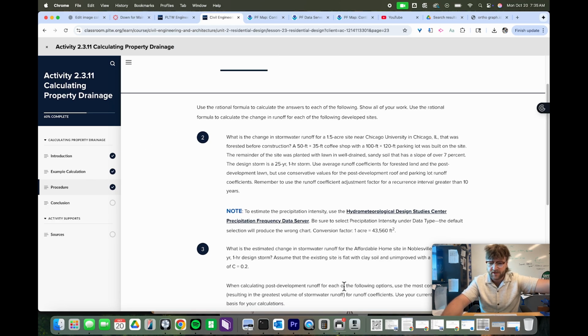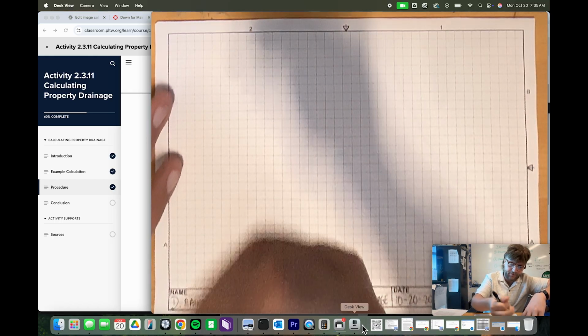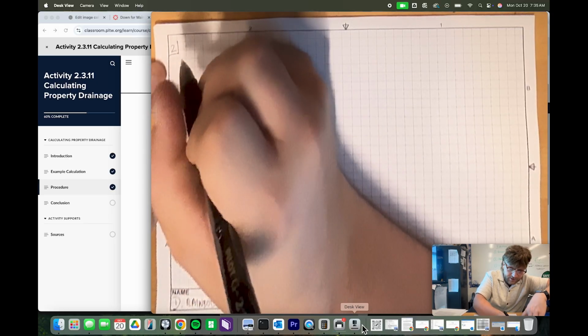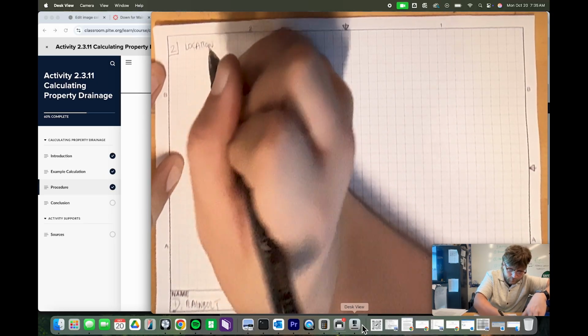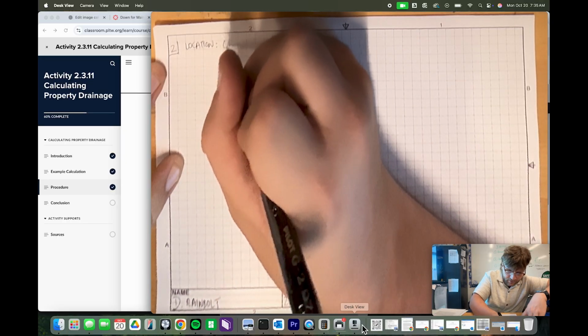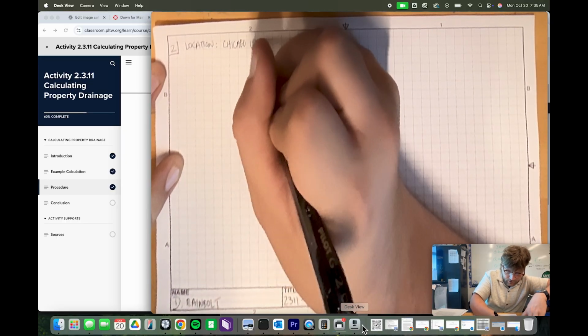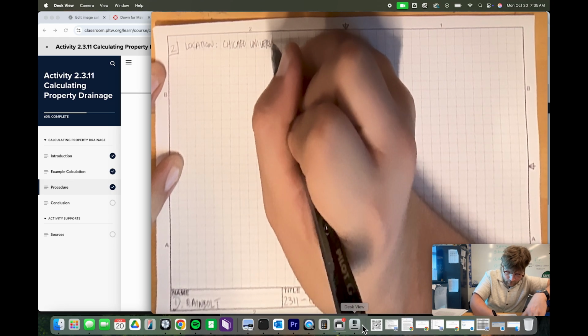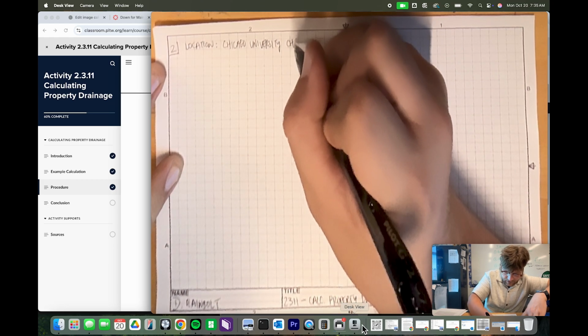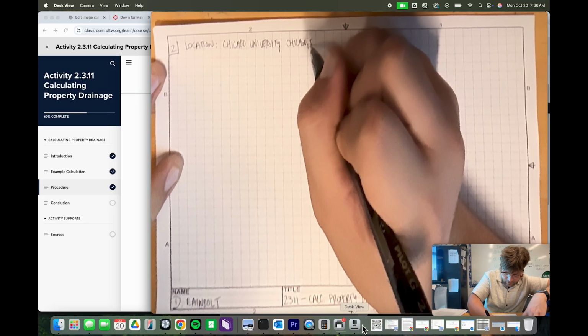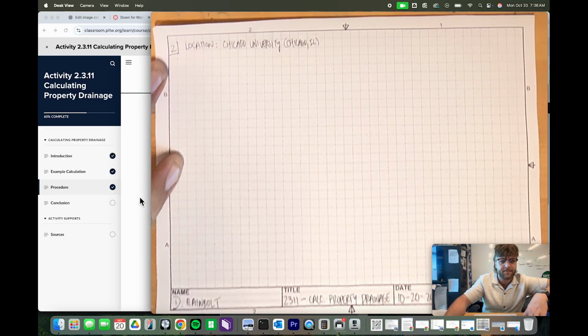And so what I'm going to do is I'm going to go ahead and write down some very important information here. So they want us to find the change in stormwater runoff for a 1.5 acre site near Chicago University in Chicago. So our location is going to be Chicago, Illinois. So we'll just go ahead and put this down. Number 2, location. You could even go site location, but Chicago University, Chicago, Illinois. So we've got that.